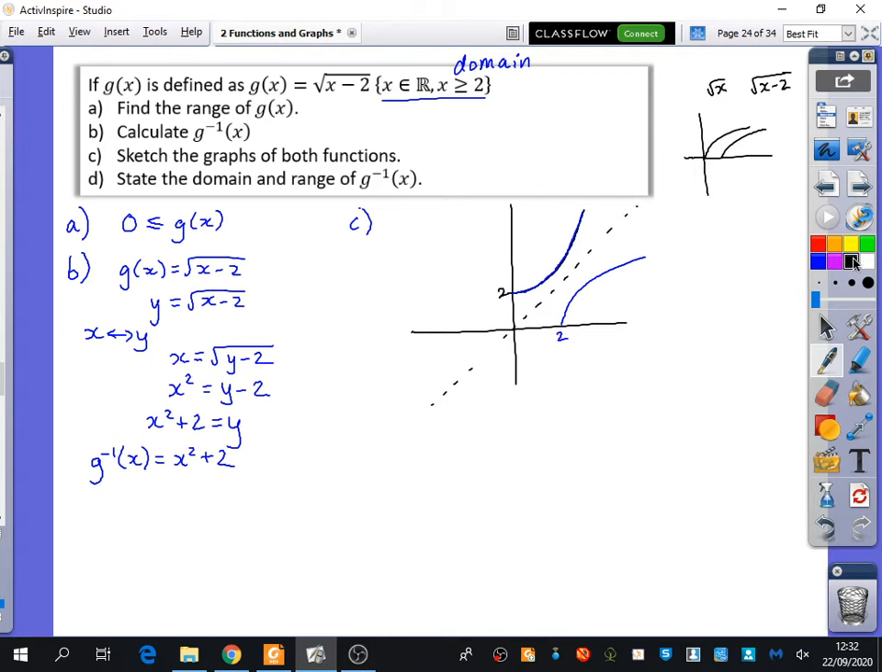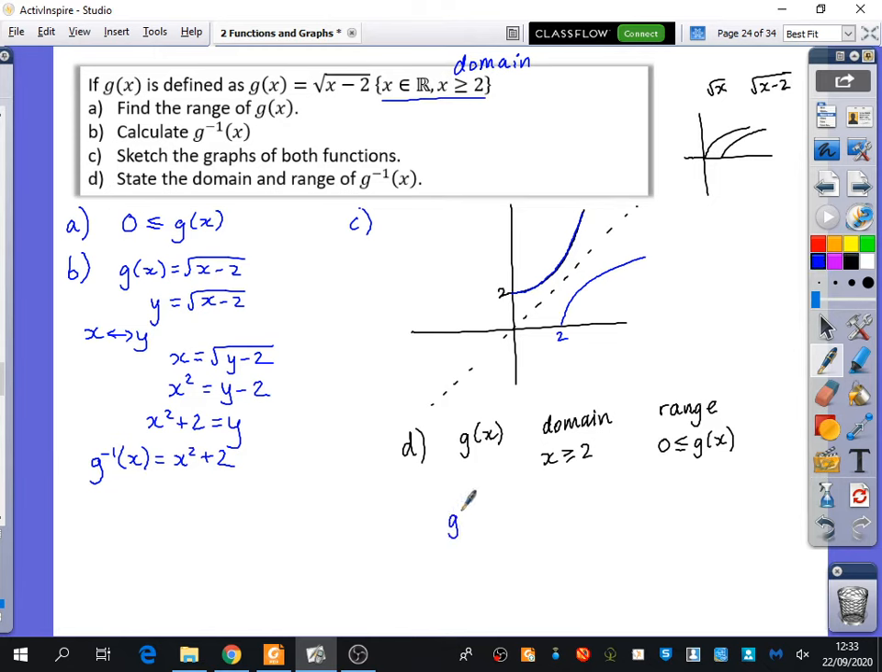And then part D of the question wants us to state the domain and range of the inverse function of f(x). So I'm actually going to go to the original function. The domain was this, that x is greater than or equal to 2. And the range we worked out was that it was greater than or equal to 0.